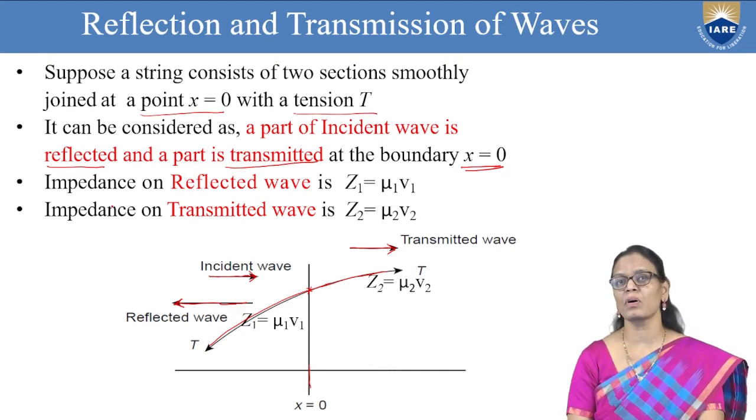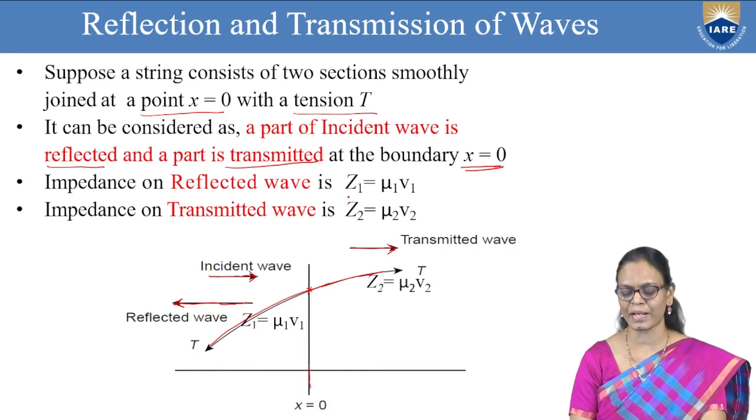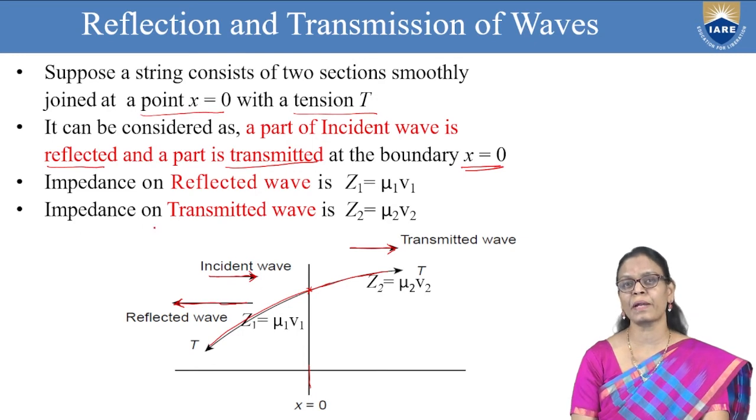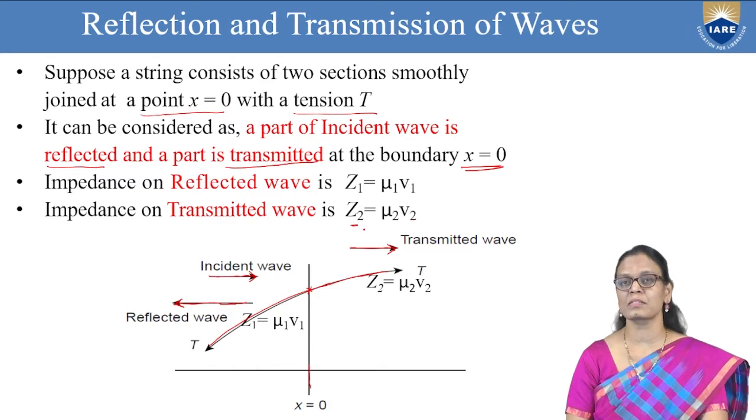Now, the impedance of the reflected wave is denoted by Z1, and Z1 is equal to mu1 V1. Here Z represents the impedance, and Z1 we are denoting for the reflected wave, mu1 multiplied by V1. V1 represents the velocity of the reflected wave. Then comes the impedance of the transmitted wave. For the transmitted wave, we denote it by Z2, which is equal to mu2 V2. So, with this, we will try to derive the expressions.